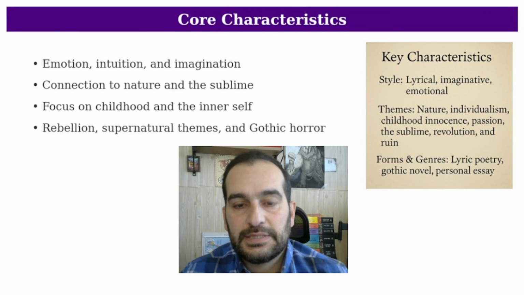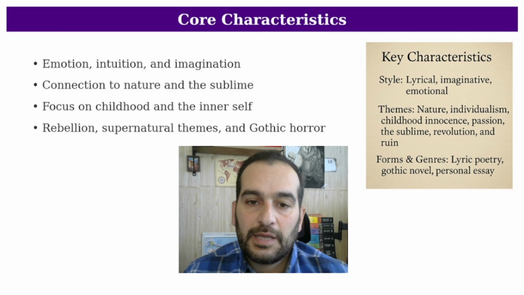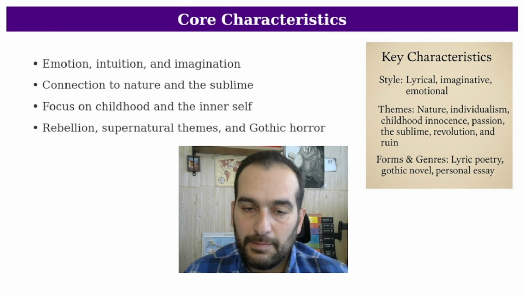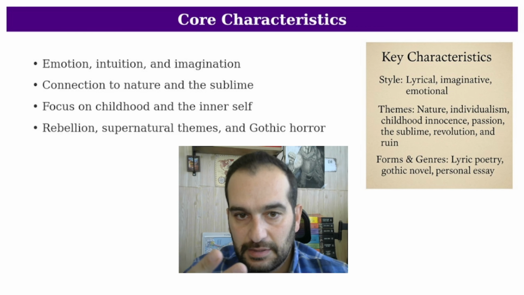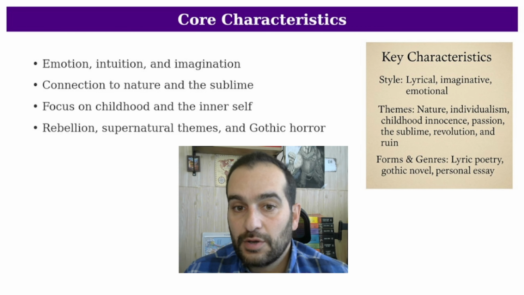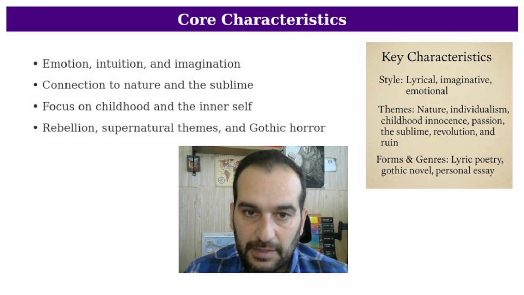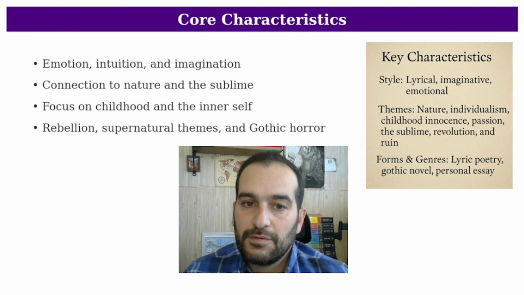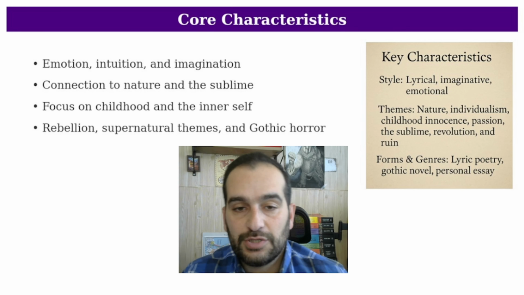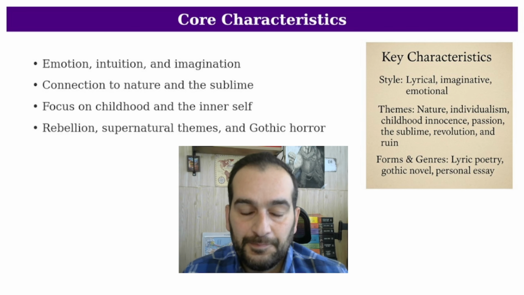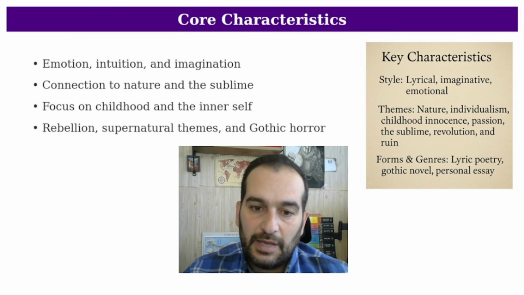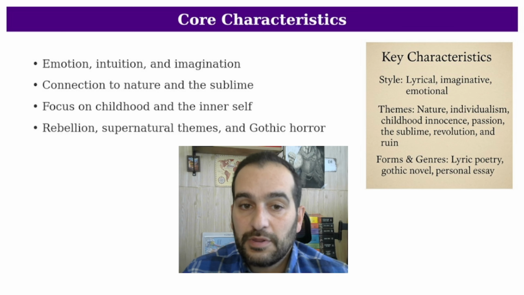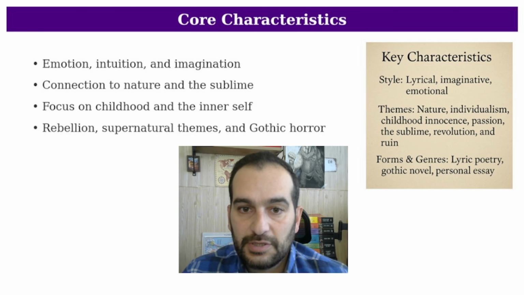The core characteristics of the Romantic period can be marked by these three important words: emotion, intuition, and imagination. So these are the core characteristics of this period, as it calls for the connection or reconnection to nature and the sublime. We see some focus on childhood and the inner self, and we are introduced to themes related to supernatural elements and some Gothic horror.